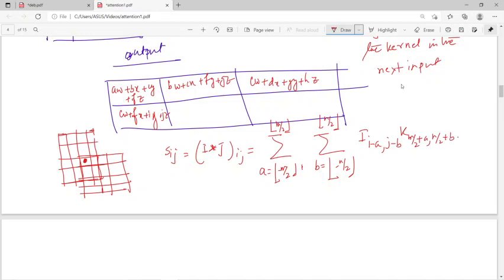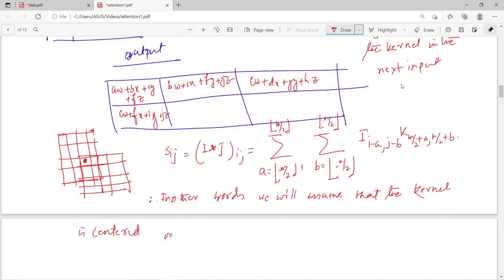In other words, we will assume that the kernel is centered on the pixel of interest. That is the meaning of it.